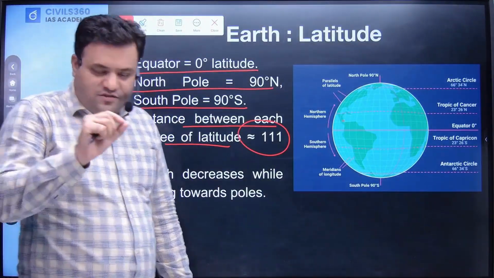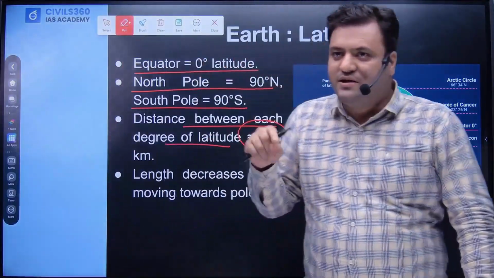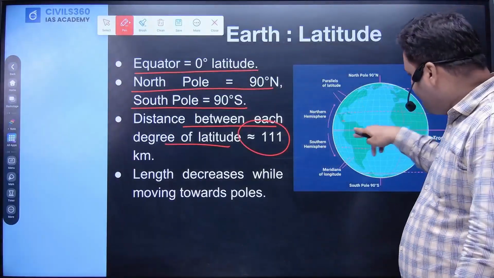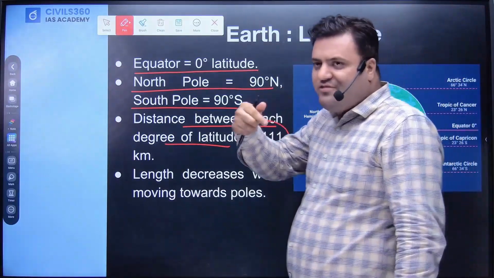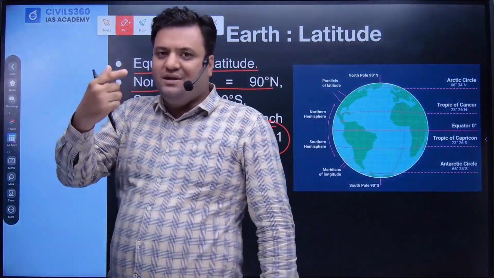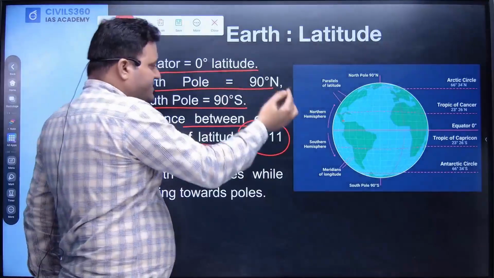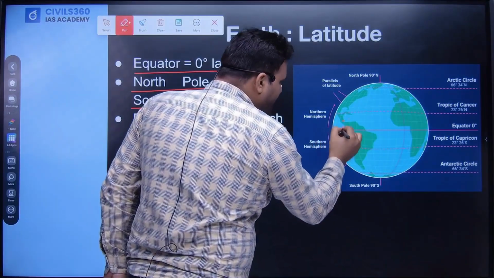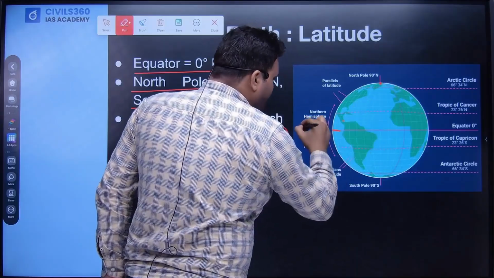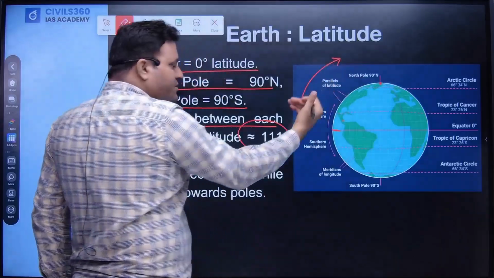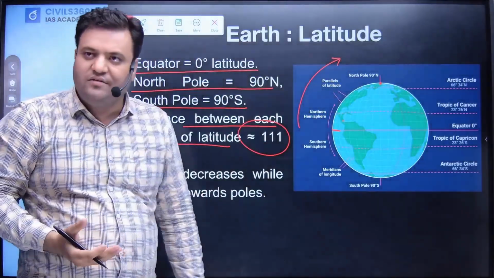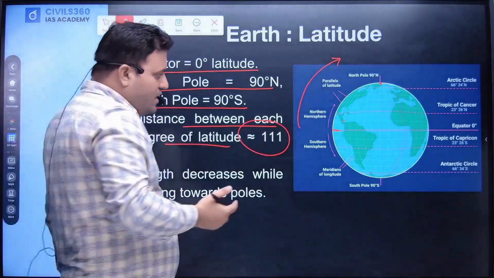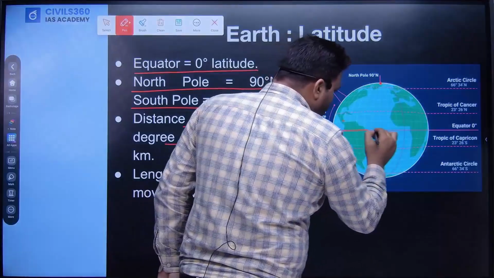The length of the latitude circles decreases while moving poleward. The length is maximum at the equator, and as you move towards the polar region, the circumference will be less. So on the equator we have the great circle, and on the pole we have the shortest circle. So we have one pattern: there is a decline in length when moving from the equator towards the pole. Here, this 0 degree is known as the equator.